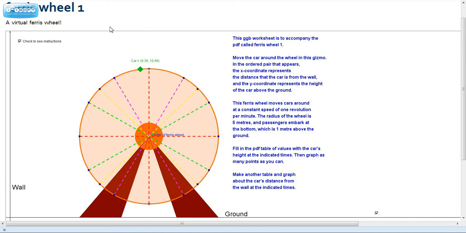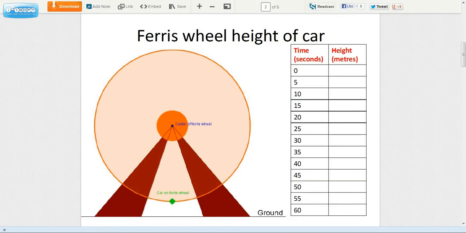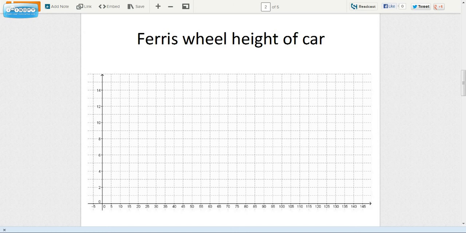The PDF document that Audrey McGoldrick designed to go with this activity looks like this. It's a chart wherein the students are going to fill out the height of the car in relationship to the time, and on the second page of the document they're going to build a graph out of this information. The third and fourth pages of this document are going to be the height, or rather the distance, in relationship to the wall. Let's show you this one more time.